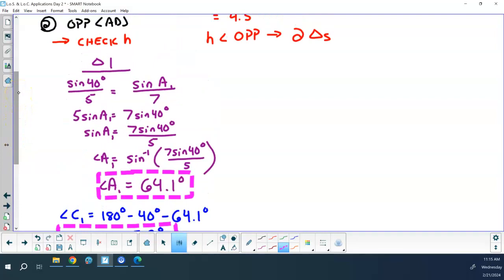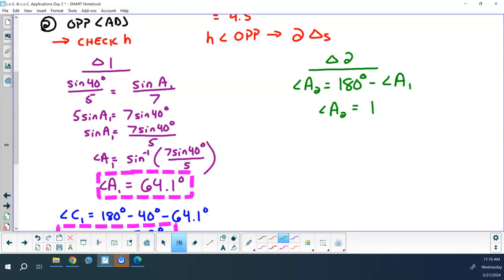Then we go to triangle number 2. So angle A sub 2 is going to be 180 degrees minus angle A sub 1, which is going to be 180 degrees minus 64.1. 180 minus 60 is 120, minus 4 is 116, minus 1 is 115.9.